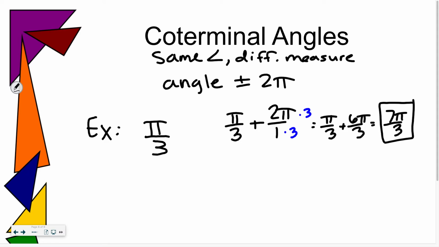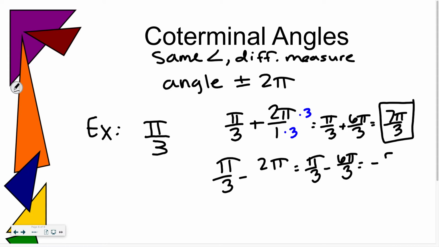So that's a positive coterminal angle. If I wanted a negative coterminal angle, then I would subtract 2 pi, which would be pi over 3 minus 6 pi over 3. So I would get negative 5 pi over 3. So those are 2 coterminal angles.